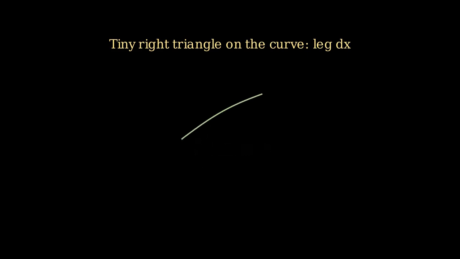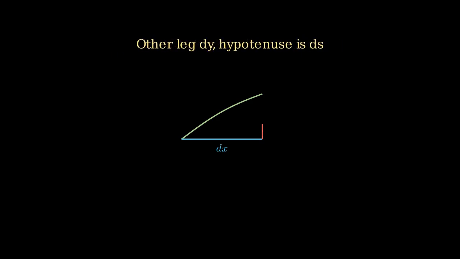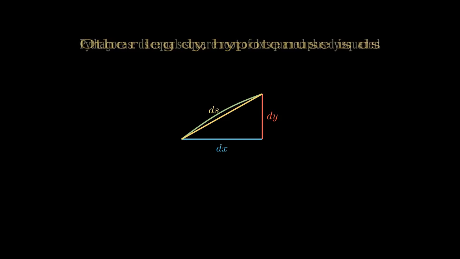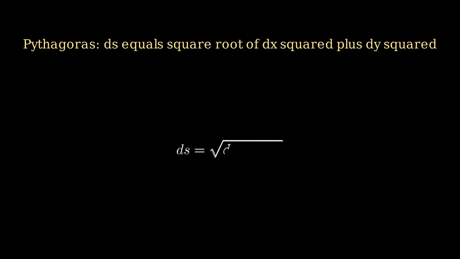Picture a tiny right-angled triangle sitting right on the curve. One leg of this triangle is a tiny step in x, which we call dx. The other leg of the triangle is a tiny step in y, which we call dy. And the diagonal, the piece hugging the curve itself, is exactly ds. So ds equals the square root of dx squared plus dy squared. This is nothing more than Pythagoras' theorem applied to a tiny triangle.